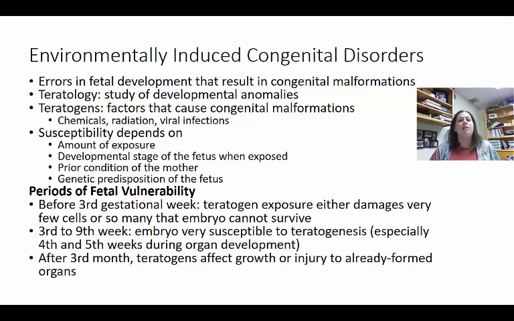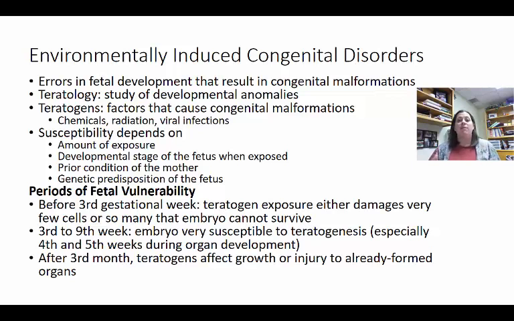This is errors in fetal development that results in these malformations. The study of this is called teratology. Teratology is the study of developmental abnormalities, and a teratogen is a factor that causes these malformations. Okay, these teratogens could be things like chemicals, radiation, or even being exposed to certain viral infections.